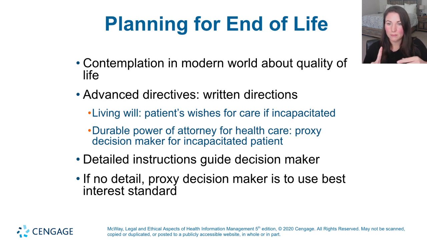There are two types. A living will is used if the patient is incapacitated, like in a coma or something. And then the durable power of attorney for healthcare is a document that's naming someone else to make any health-related decisions for them if they become incapacitated. And it usually tells them exactly what they want. If it doesn't, the person, called a proxy, is to use the best interest standard to make those decisions. So what has this person expressed that they want if they were ever in this situation?